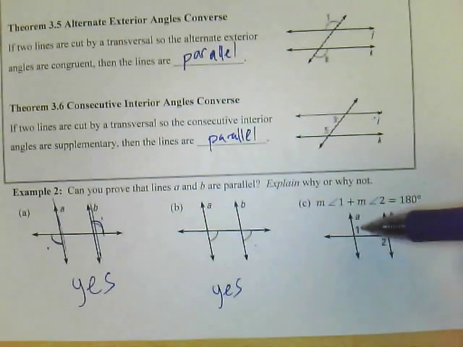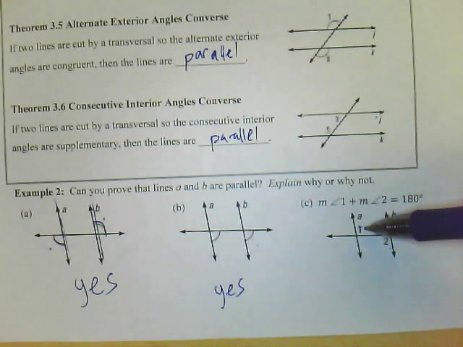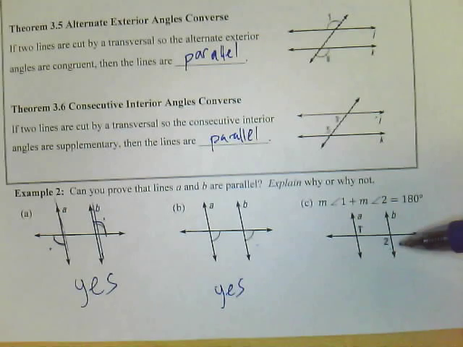If angles 1 and 2 were on the same side of the transversal, either both on top or both on bottom, and we knew that they were supplementary, so if we add them together we'd get 180, then yeah, we would know that they're parallel. But these are not consecutive interior angles, they are alternate interior angles. And so in order to tell that A and B are parallel, we would need to know that angles 1 and 2 are exactly the same, that they are congruent to each other.